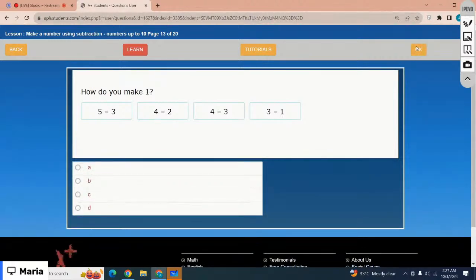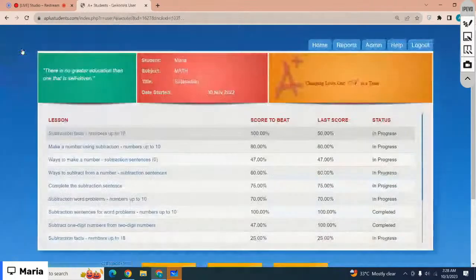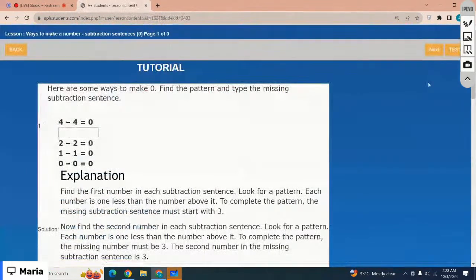Okay, you can complete the lesson by yourself later today. Let me just move on to the next lesson. The next lesson is ways to make a number, subtraction sentences, right? So let's just start with the next lesson, that is ways to make a number.